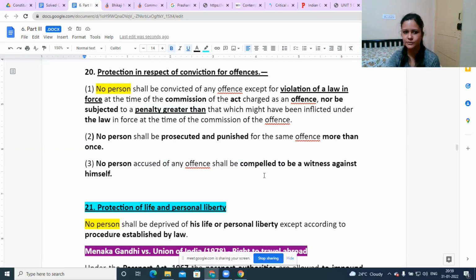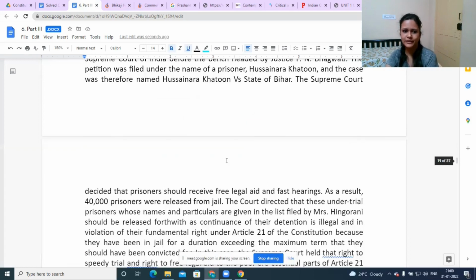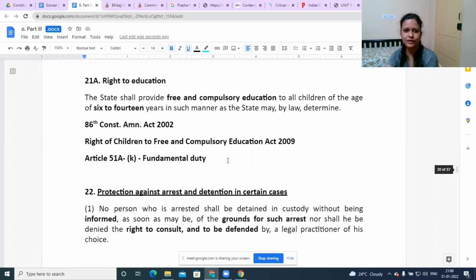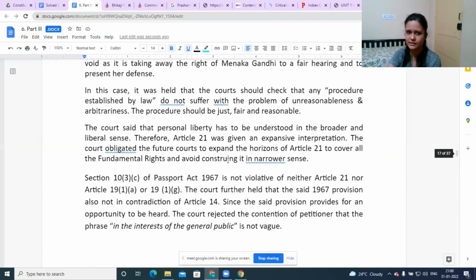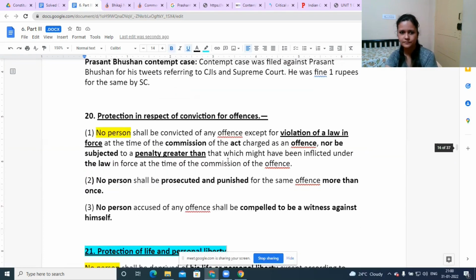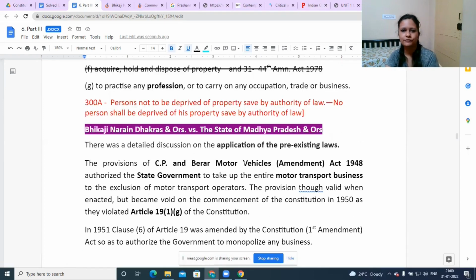Correct. So this is what Article 20 is all about, which provides 3 fundamental rights to convicted persons. Then for Article 21, we have a few cases because it is very important, so maybe we will discuss this in the next class. Yes, ma'am. Okay.